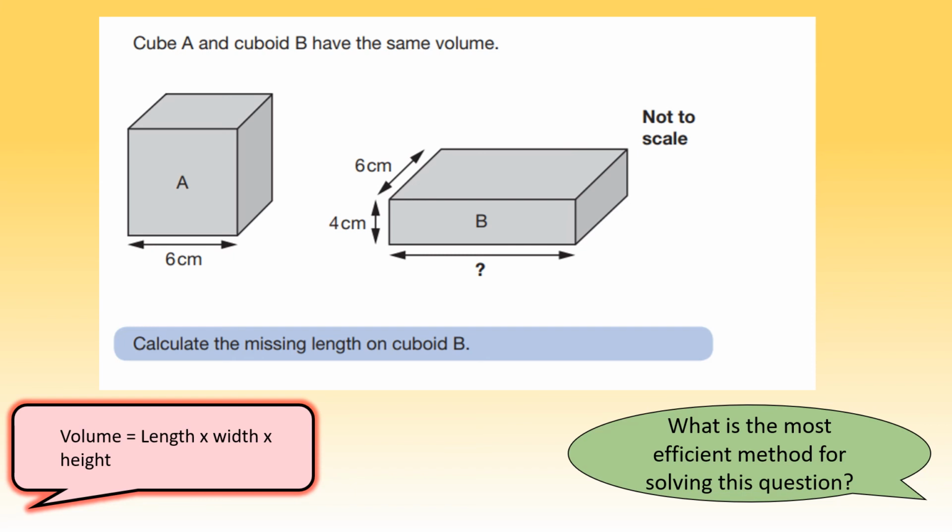See if you can do that, year 6, and post your answers on the assignment, and then we can go through that in another video if you are struggling. So if you work out the volume of cuboid A, which is cube A, which is 6 times 6 times 6, then you know that that volume is the same volume for B. So you know what 6 times 4 is, then you'll have to work out what this question mark is to get the same volume. Okay?